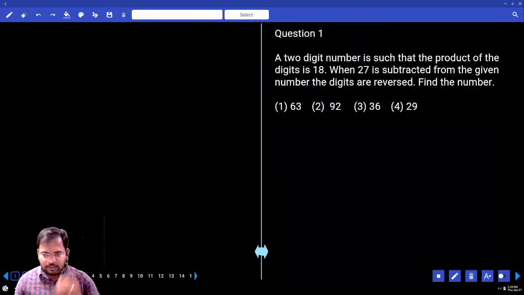Good evening all. So today we are going to discuss SSC MTS Grand Test number 67. Grand Test number 67.